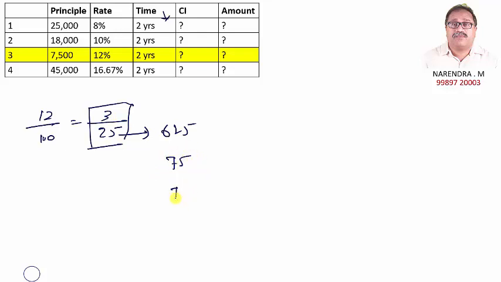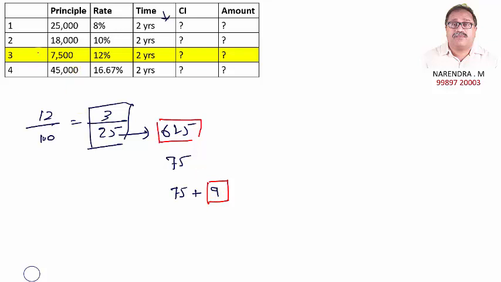The second year interest on principal will also be 75 plus interest over this interest. How much interest? 3 by 25 of 75. How much is that? With 25, 75 gets cancelled 3 times, and 3 into 3 is 9. And what is this 9? This 9 is the difference between SI and CI. What is this 625? This is the principal. When the principal is 625, the difference is 9.